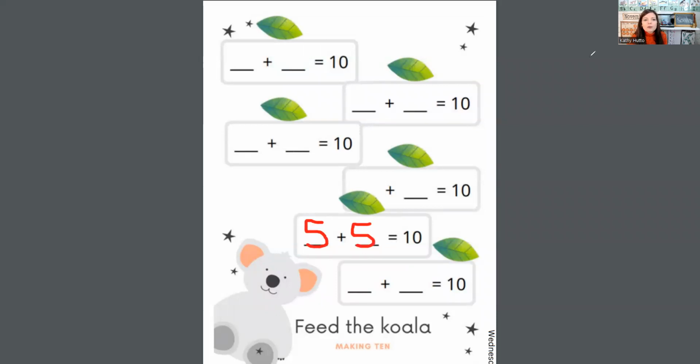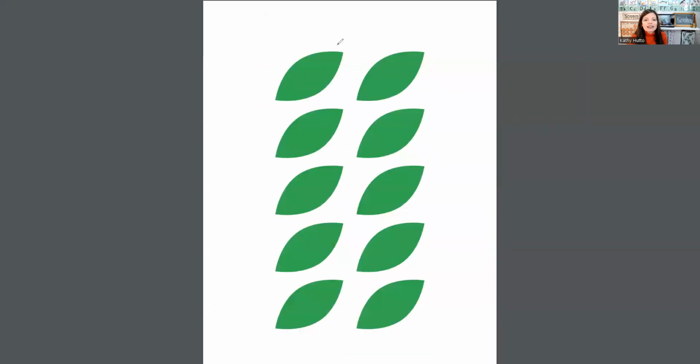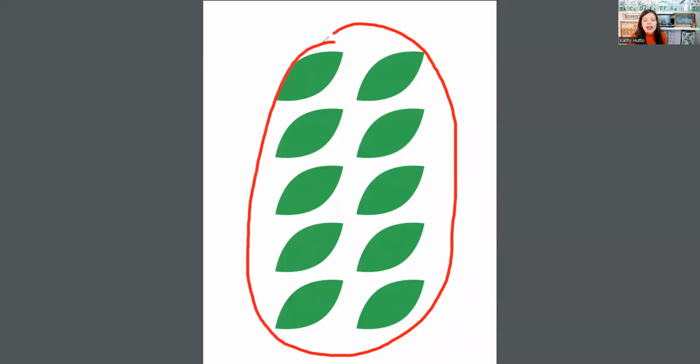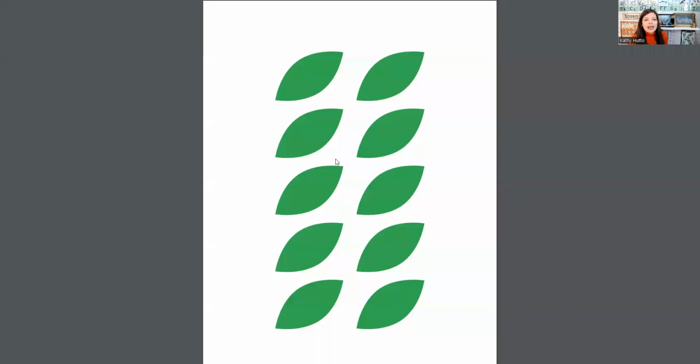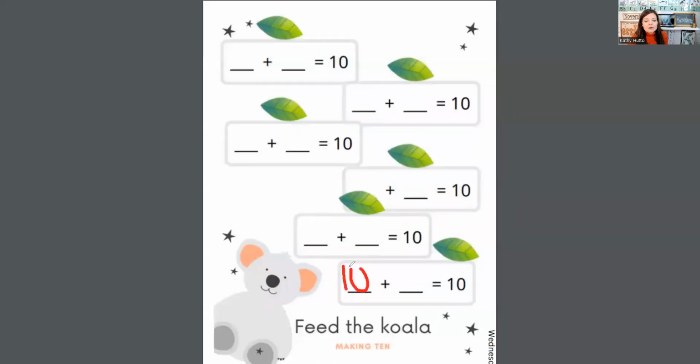Let's do one more. Let's have 10 leaves and no more leaves. We know that there are 10 altogether. So that means that 10 plus 0 or no more is equal to 10. That's another way that I can make 10. 10 plus 0. And also 5 plus 5 equals 10.